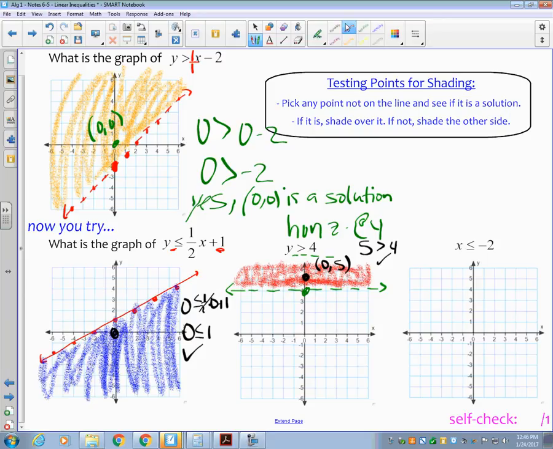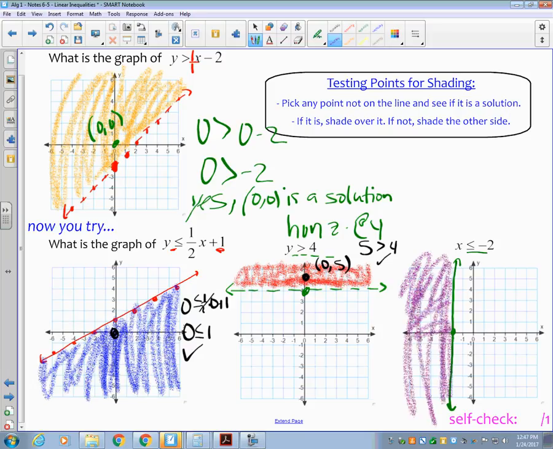Remember, when we have just an x, it is a vertical line, so it's straight up and down at the place where x is equal to negative 2. And this has a line underneath, so we are going to have a solid line. And then we want everything less than negative 2. That's easy enough. It's not up or down in this case. We want all of our x's less than or equal to negative 2. So that's all this stuff right here.